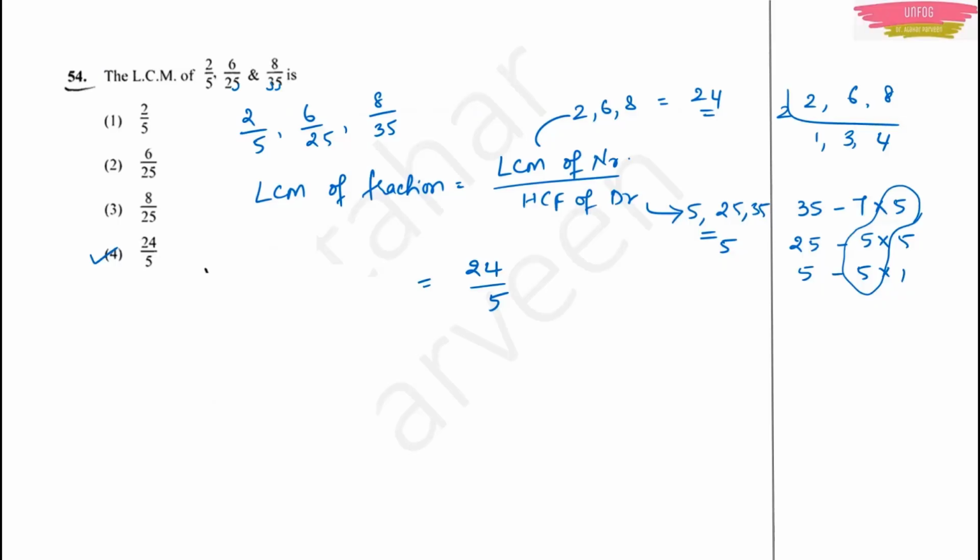Actually, the same type of question was asked in the 2015 HSTR question paper. The LCM of 2 by 5, 6 by 25 and 8 by 35 is. There also I used the same formula. LCM of fraction is equal to LCM of numerator upon HCF of denominator. Then I solved this sum. Here I also showed you how to find the LCM and HCF. Okay.